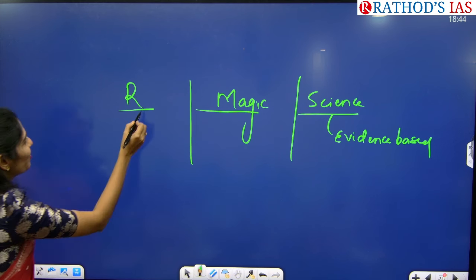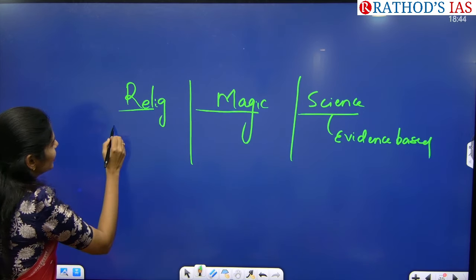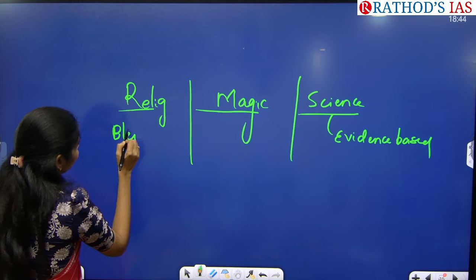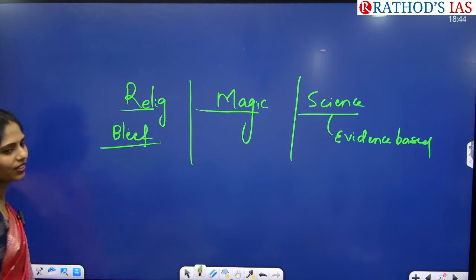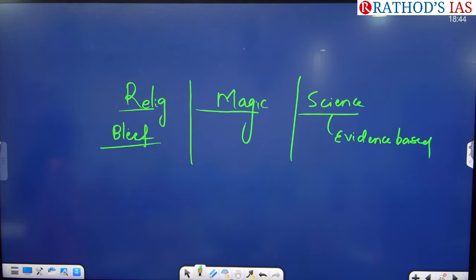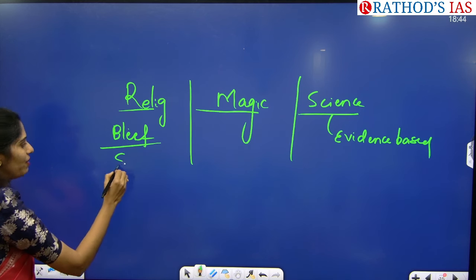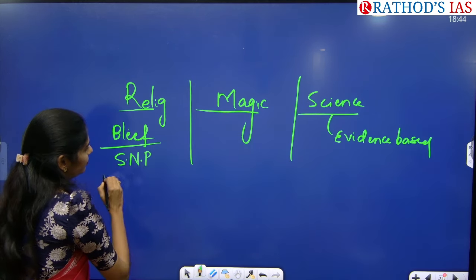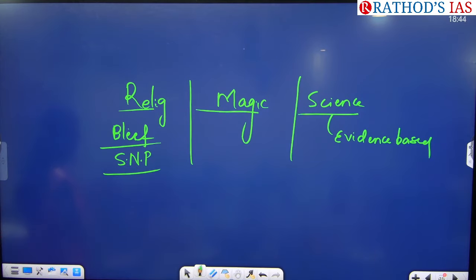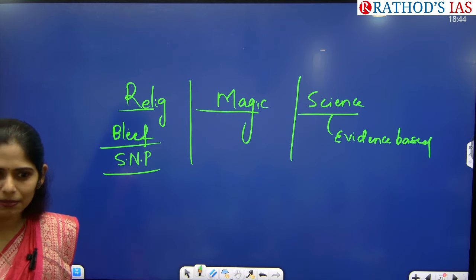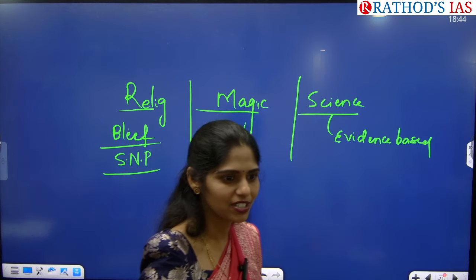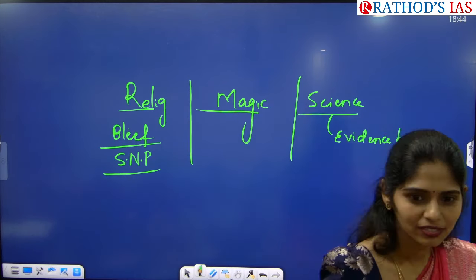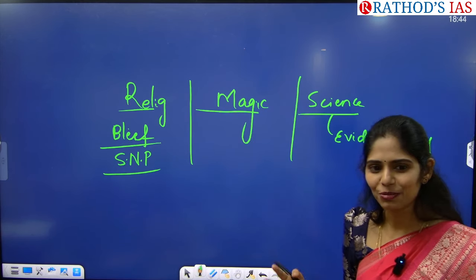Okay, so tell me what is religion? Religion is your belief. Okay, what is your belief? Religion is belief in supernatural power. What is magic? Magic is nothing but controlling of supernatural powers. Yes or no? Panchabhutalu.